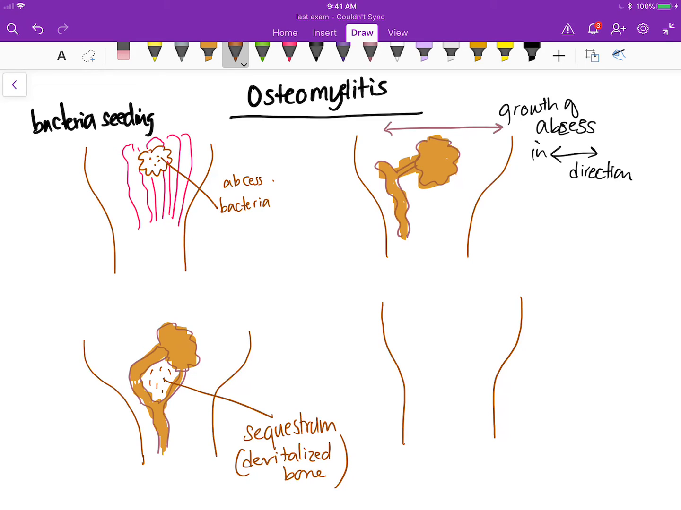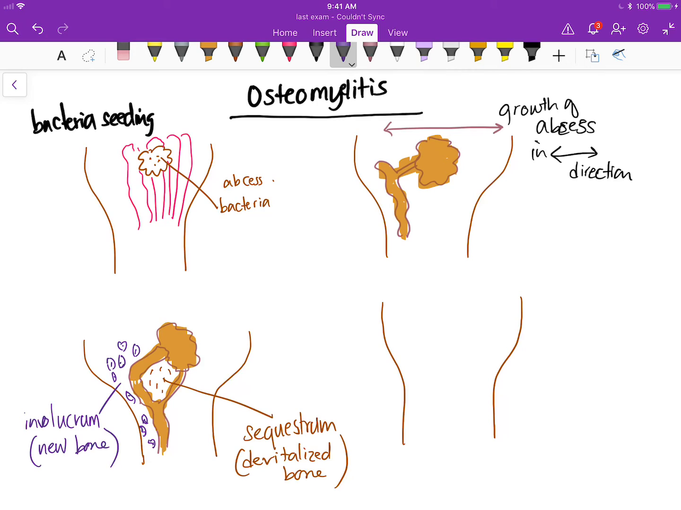And then you tend to make new cells or new bone cells around. So these are the new bone cells. Tend to make them around, and so forth. And this new growth is called involucrum. This is the new bone that is formed.